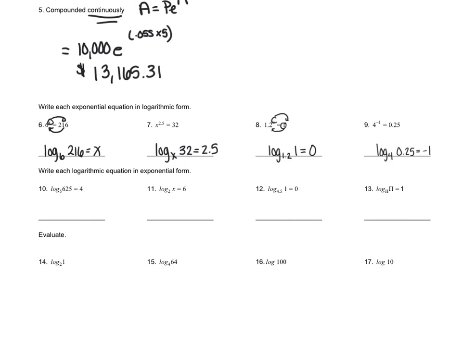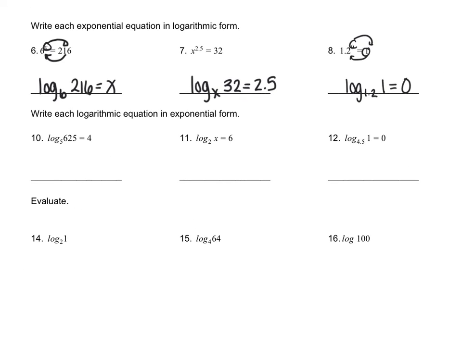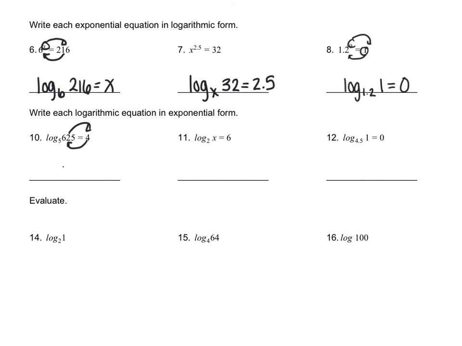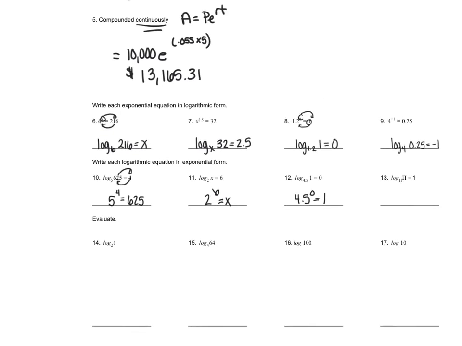All right, so now we're going to go into exponential form. So now we're going to drop log. This is going to go here, and this is going to go here. So this is 5 to the 4th equals 625. This is 2 to the 6 equals x. This is 4.5 to the 0 equals 1.